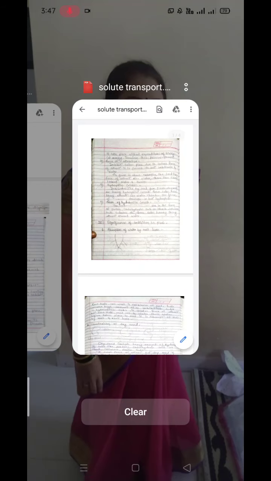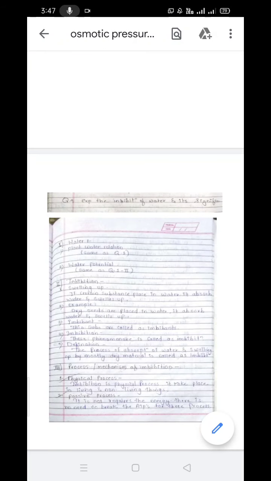So in today's question, that is the imbibition of water and its significance. In that, first of all, you have to write down about the plant water relations, then about the water potential, and third point is the imbibition. So imbibition means the process of absorption of water and swelling up by mostly dry material is called imbibition. The mechanism of imbibition, the first one is that it is a physical process.